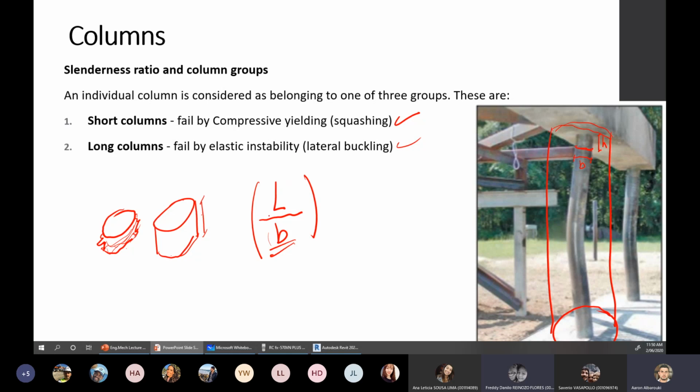So in other words, for this ratio to be smaller, the length L will be shorter, or B will be larger. So the smaller the length, the fewer chances for the column to buckle, and the wider the base or the larger the cross section, the fewer chances for this to buckle. So it's a relationship between two things.